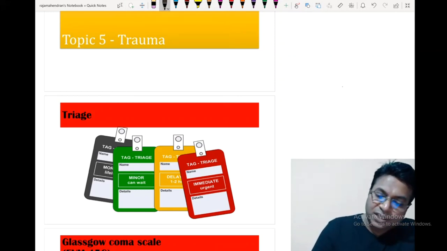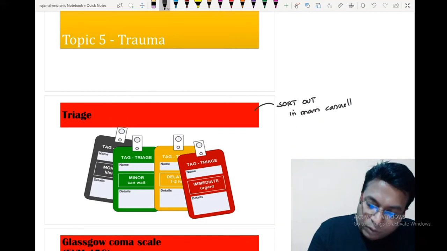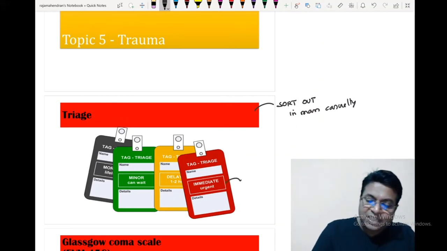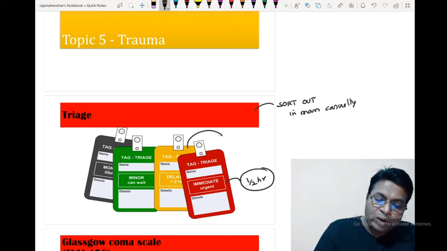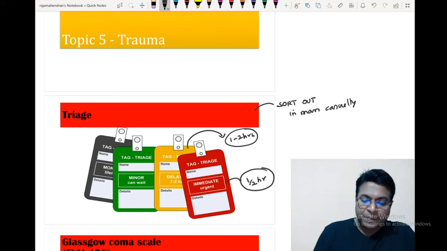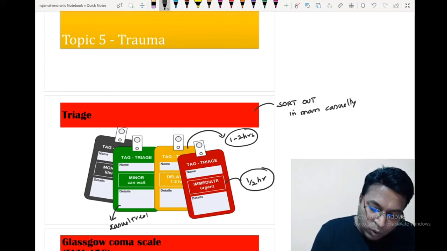This is triage. Triage means sort out in a mass casualty. When there are many accident cases coming to you, you have to triage the patient. The patient who needs treatment within half an hour is given a red badge. The patient who needs treatment in 1 to 2 hours is given a yellow badge. Green is given for patients who can be treated casually. Nothing to worry, they won't die.